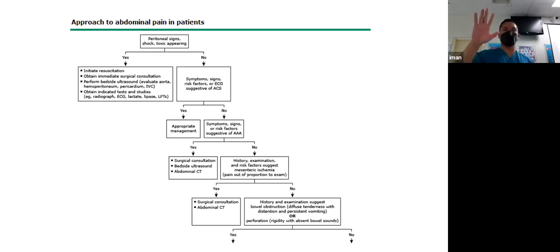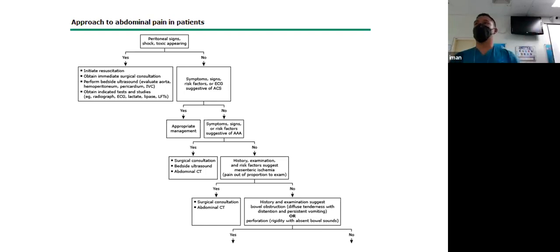Otherwise, if the patient comes with abdominal pain but is not in shock, not toxic, and peritoneal signs are negative, then there are differential diagnoses that we have to rule out step by step. If there are symptoms suggestive of ACS, such as typical chest pain, we go to the appropriate management for ACS. But if not, then we look for other differential diagnoses.